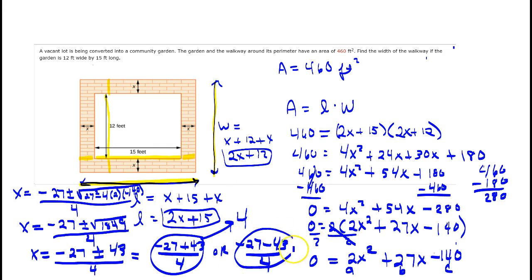I'm having a problem with the other one because I'm going to get a negative answer, and since we're talking distance, we can't have a negative answer. So it looks like my solution is going to be that the walkway is 4 feet in width.